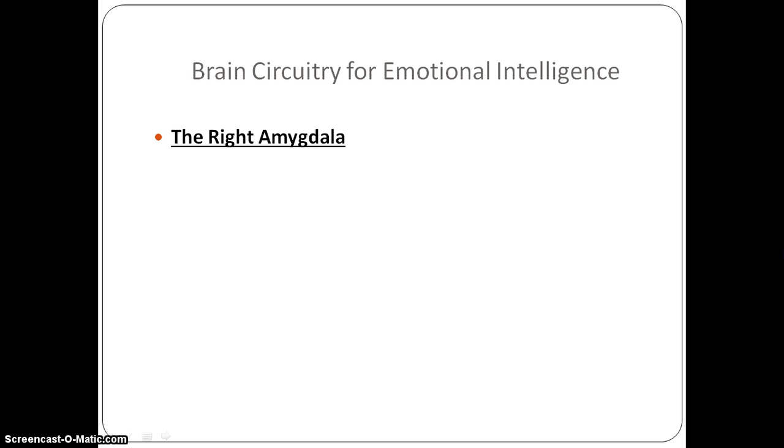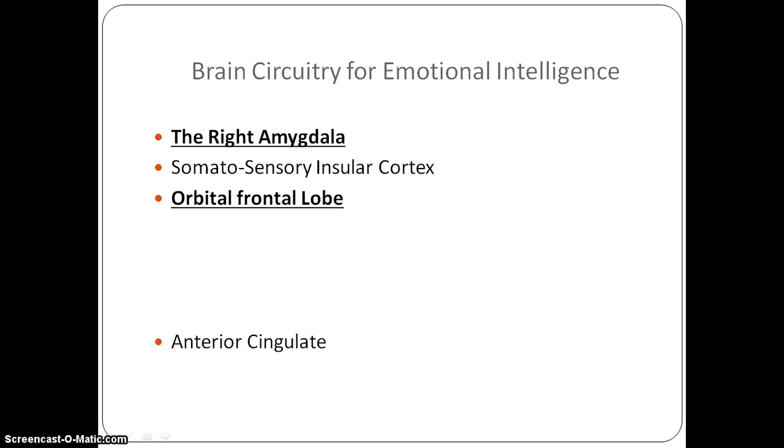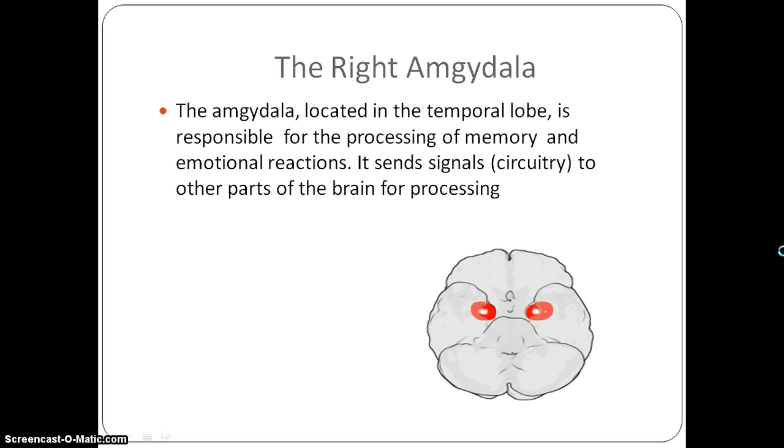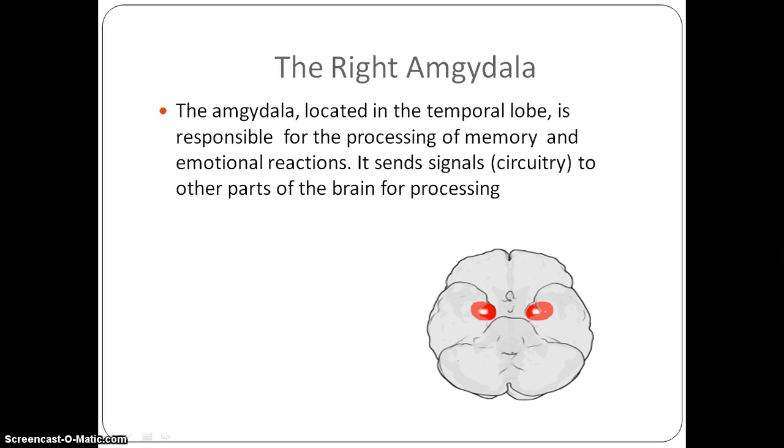So the brain circuitry for emotional intelligence: we have the right amygdala, there's the somatic sensory insular cortex, there's the orbital frontal lobe, and then there's the anterior cingulate. And the reason why I have the right amygdala bolded and the orbital frontal lobe bolded is because these two are the main component of the brain circuitry for emotional intelligence. This is what links emotions with action, and depending on how strong the emotion is will depend on the type of action we take. And that's the communication between the amygdala and the frontal lobe.